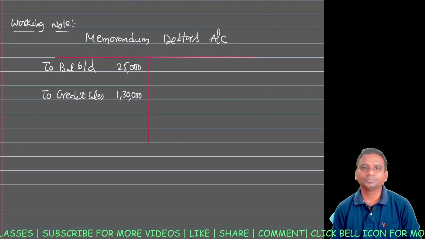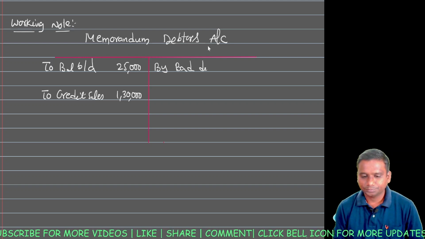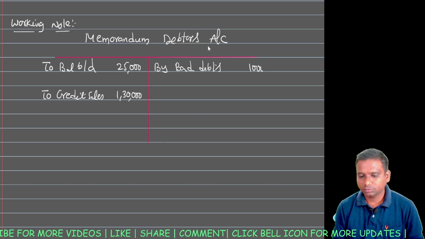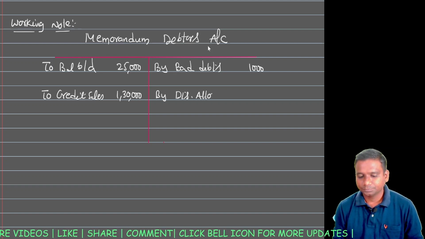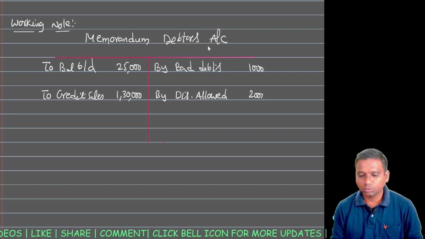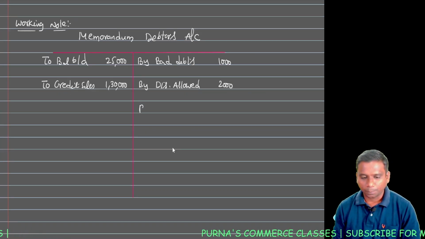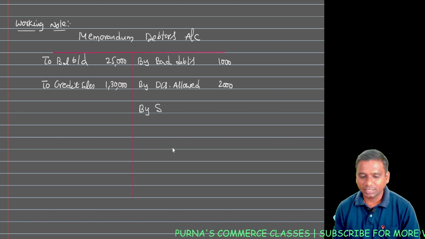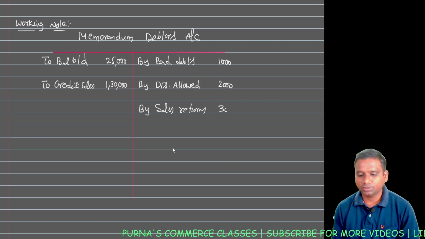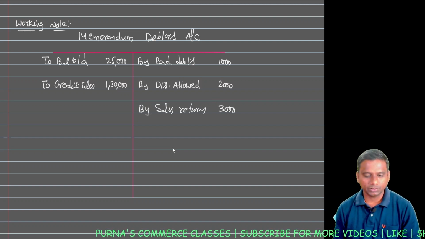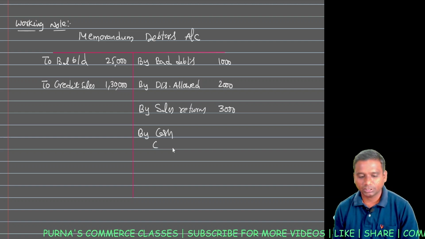1,30,000. Now out of some debtors, some became bad debts. How much? 1000. For some people we have given discount, so discount allowed 2000 rupees. Okay, now after bad debts and discount allowed, we have some sales returns. Yes or no? Sales returns. How much sales returns? 3000. Goods returned by customers.